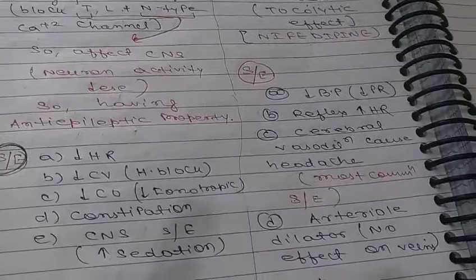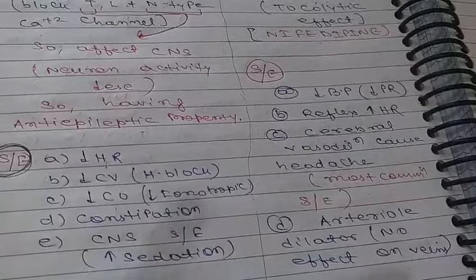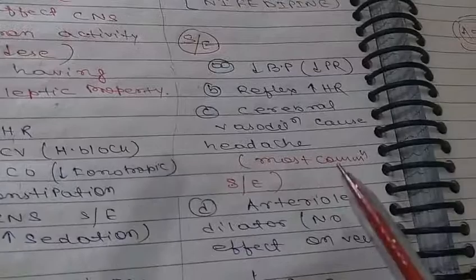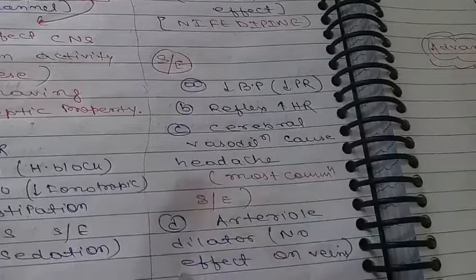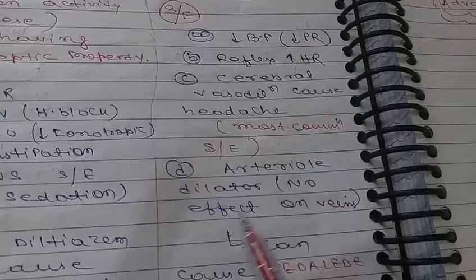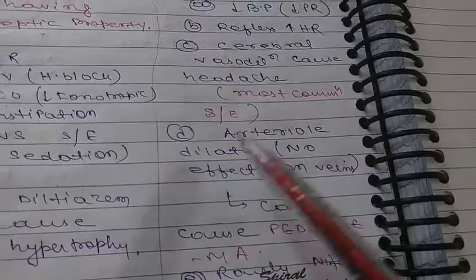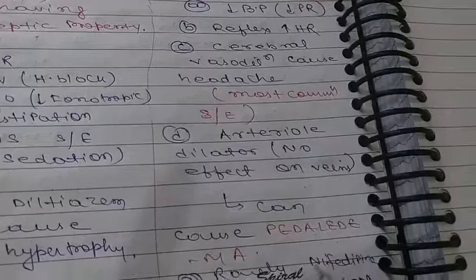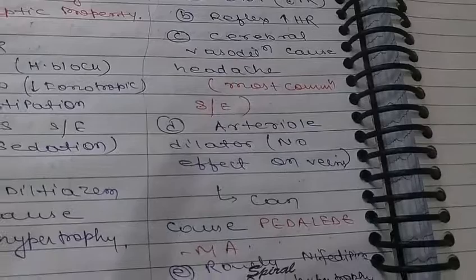Side effects of old calcium channel blockers: decreased heart rate, decreased conduction velocity, decreased cardiac output. It will also lead to constipation, and it can also have CNS side effects such as sedation. Coming to the new ones, they can decrease your BP, and can cause reflex tachycardia. Cerebral vasodilation can cause headache, that's the most common side effect. Arteriolar dilation can cause pedal edema, because these drugs, the new calcium channel blockers, have effect on arteries but no effect on veins, so they can cause pedal edema. Rarely, nifedipine also causes gum hypertrophy because of the destruction of the collagenase enzyme.